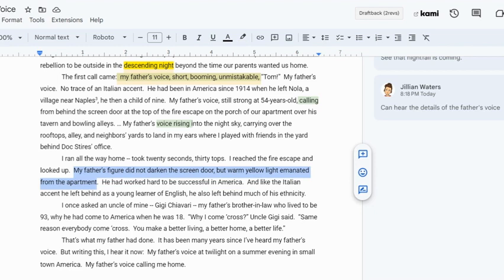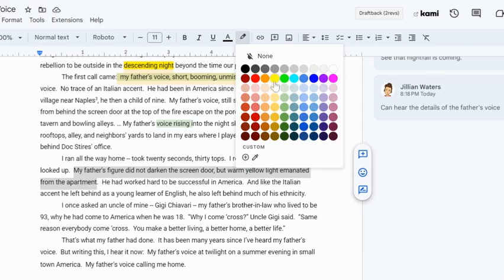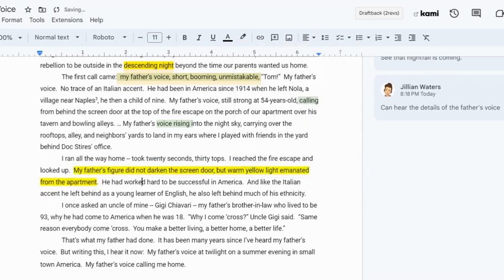So this really visual detail is quite helpful, because if they'd said he was darkening the screen door, it would change the mood of the piece. It would seem like the father was mean or scary, but here it's a warm yellow light is emanating. So the warmth of that light is coming out from the room. So that's a really important visual detail.